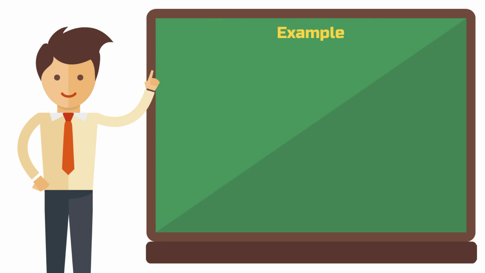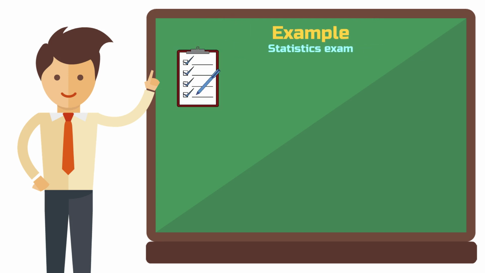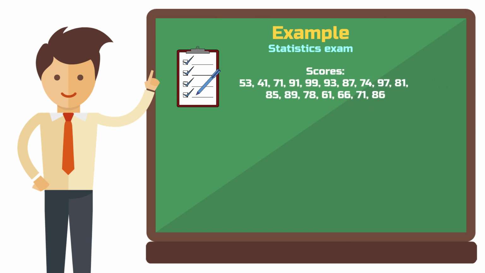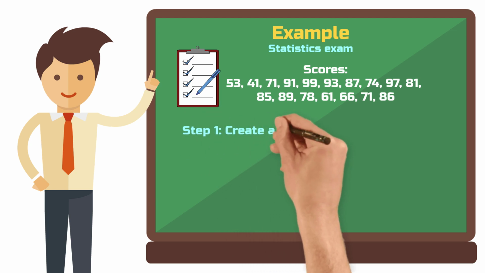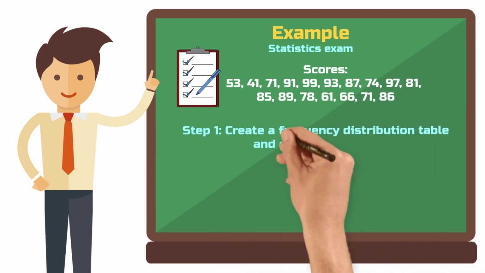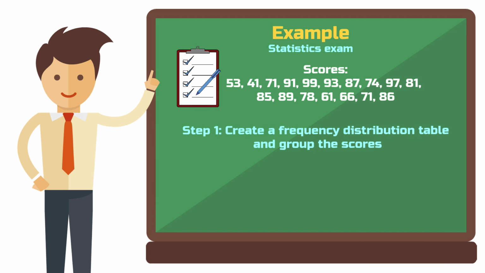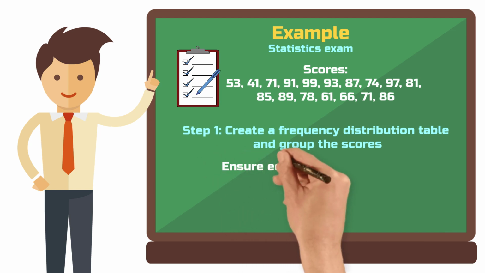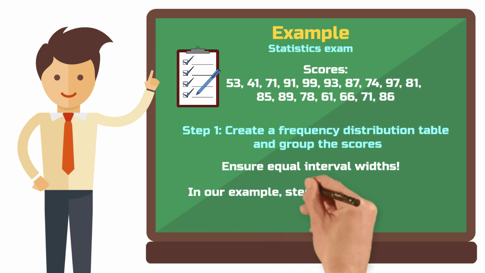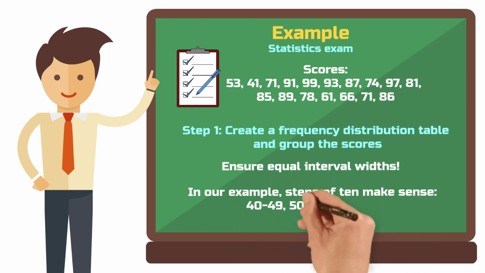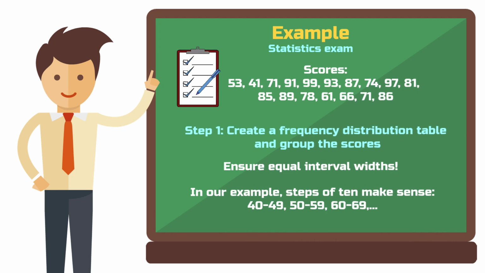Let's create a histogram using a real-world example. We have a dataset of exam scores from the last statistics test. First, you need to create a frequency distribution table and group the scores into intervals. The intervals must have equal width, ensuring that all bars are the same size. If the intervals are too wide, important details might be lost, whereas too narrow intervals could make the chart too complex. For this example, I've chosen intervals of 10 points each, like 40 to 49 and 50 to 59.